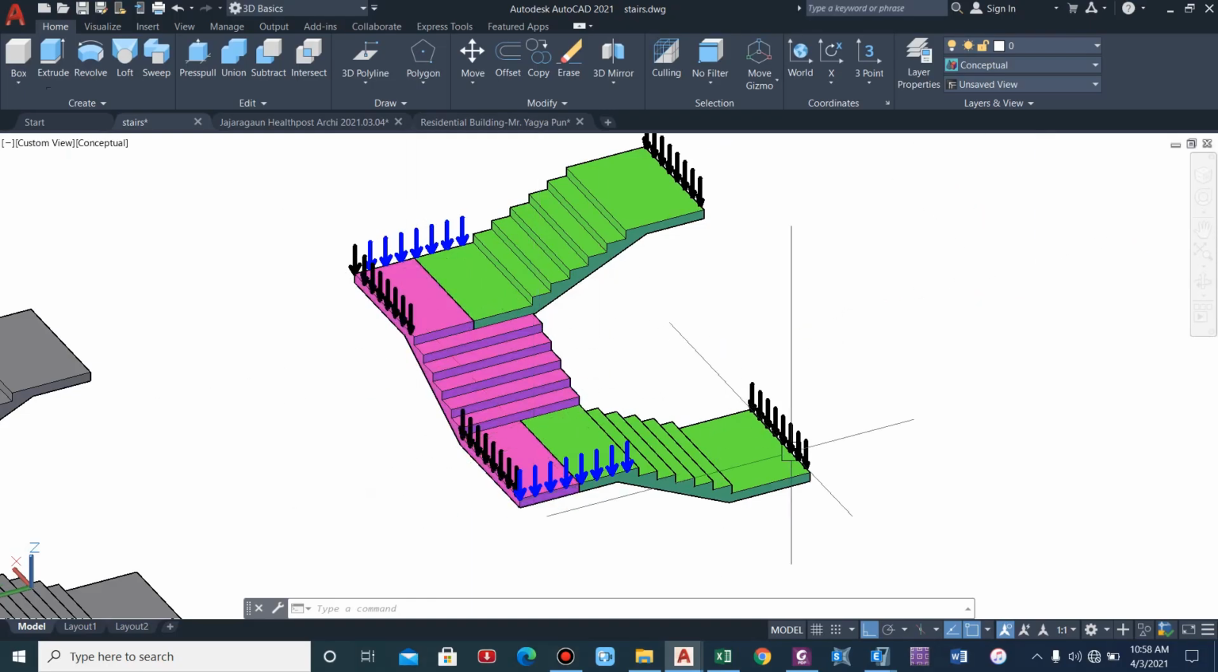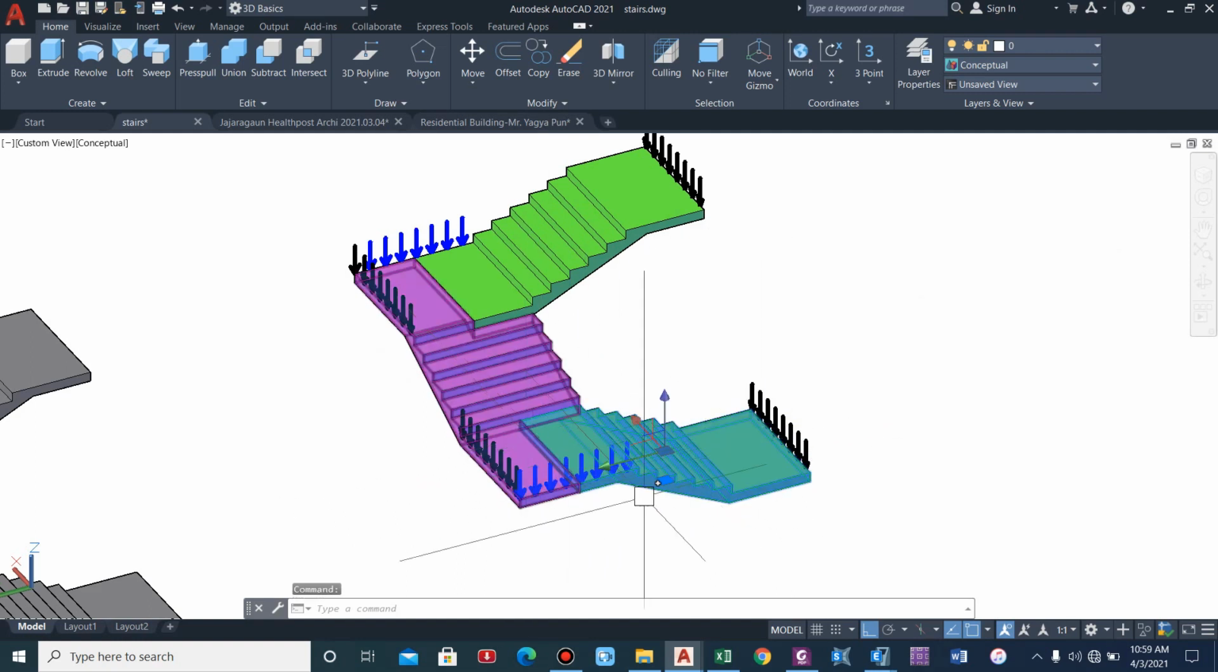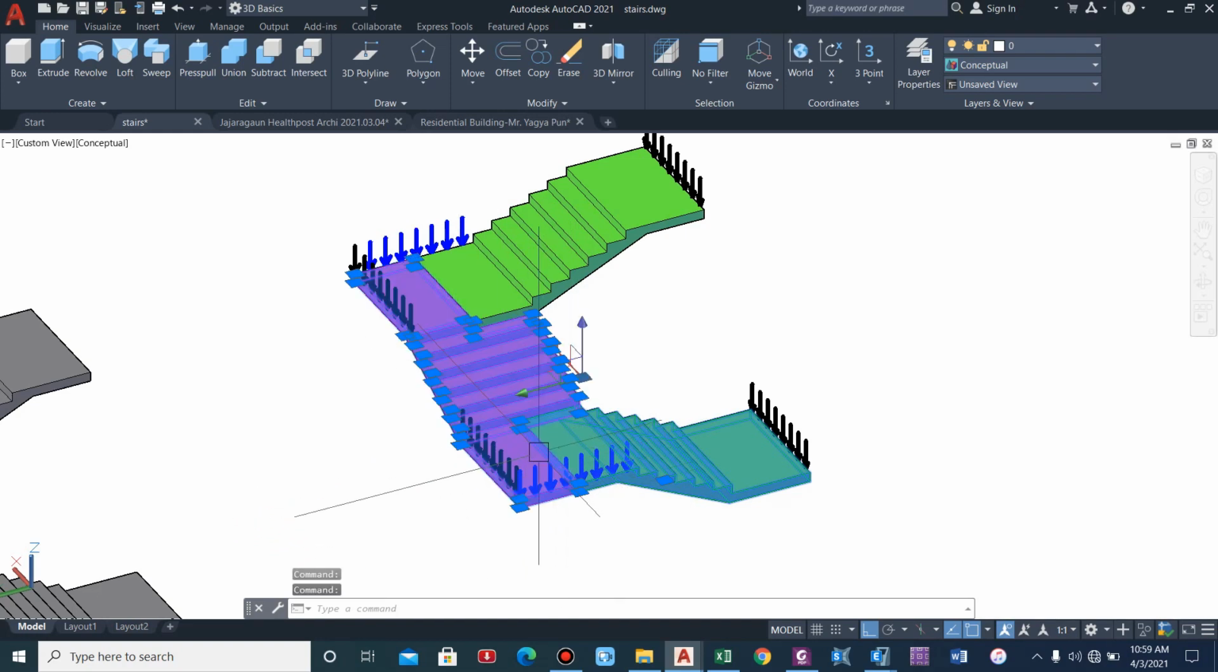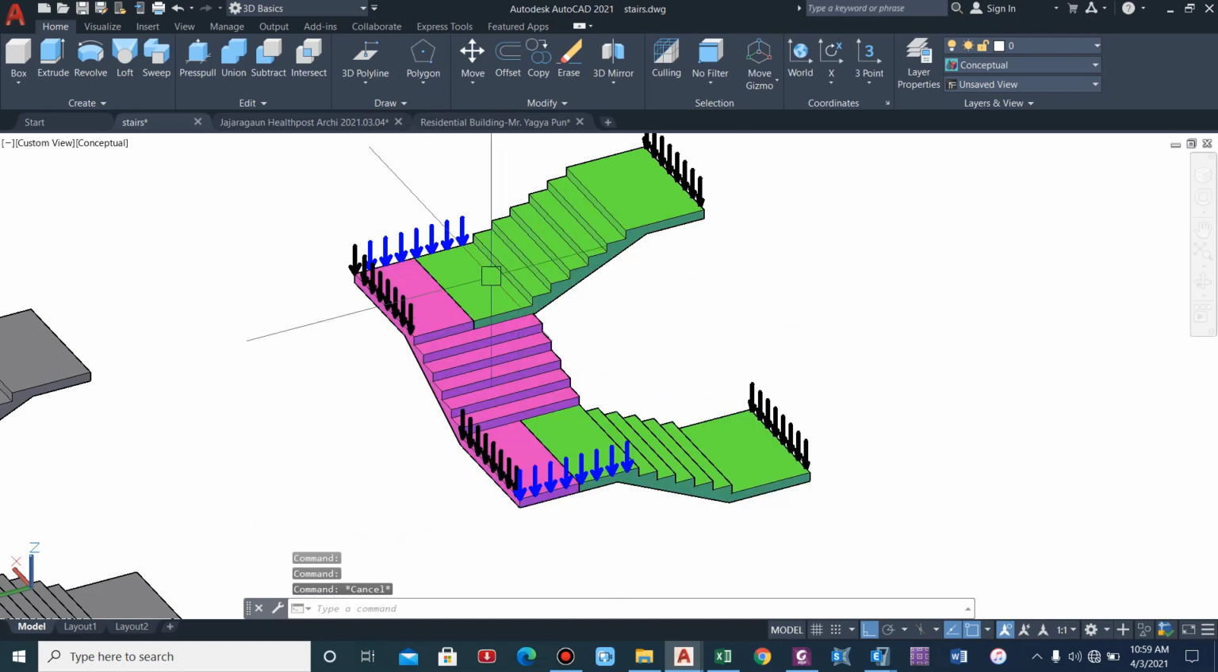So to make it easy, I have distinguished the color as well. So for this landing, as I said, half load of the landing is distributed on this beam and half will be distributed on this beam. Similarly, for this landing, half will be distributed on this floor beam and half of the landing load will be distributed on this beam. So the load is being distributed perpendicular to the span of the staircase.